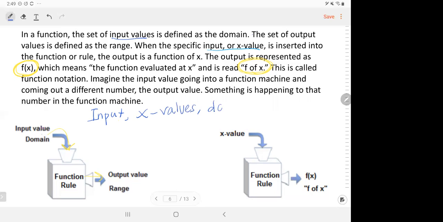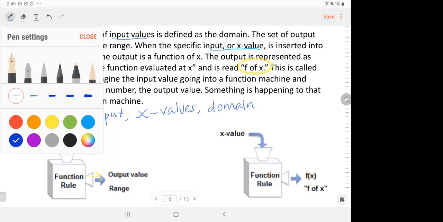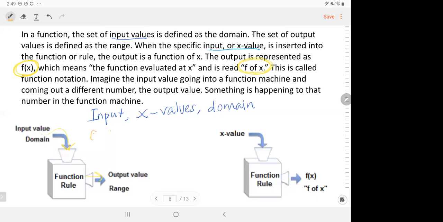We also know that we call these possible x values the domain. If we're going to talk about the output though, these are also just the y values. And we call this the range. Okay, so that's important to understand that input corresponds to x values, and we also call those the domain. Output corresponds to y values, and we also call those the range.